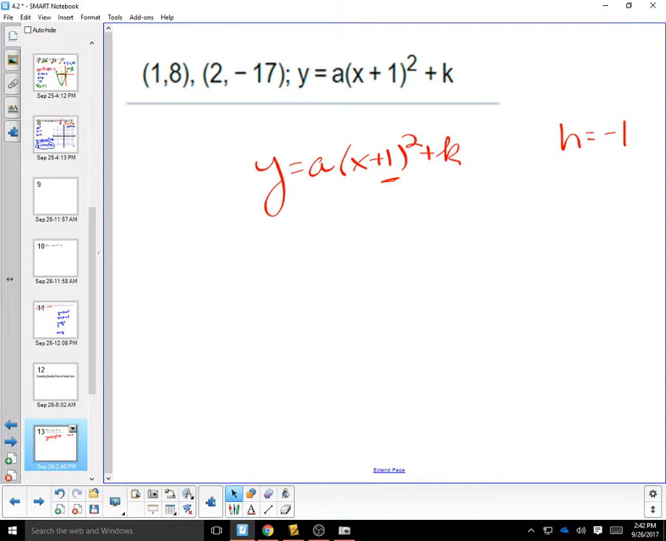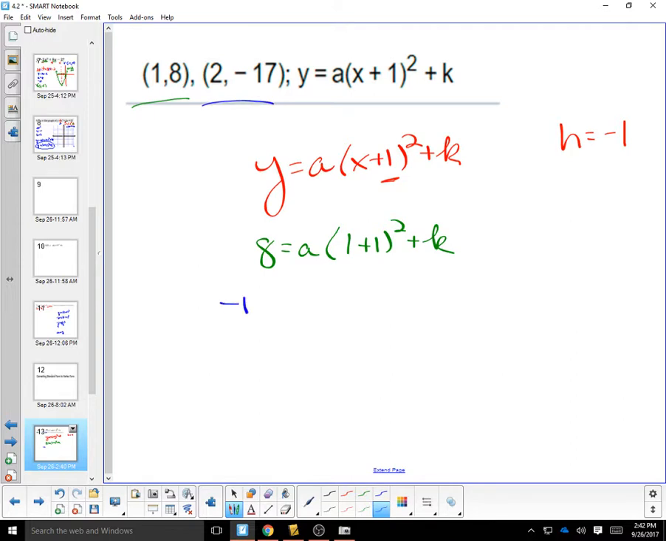So, here was my thought. Here's what I did. I said, all right, I do have this model they gave me. There is an x and a y that I could replace, right? For example, here, if that's 8, then 8 equals a times (1 plus 1) squared plus k. And if I do it again with this coordinate, that would be -17 equals a times (2 plus 1) squared plus k, right?